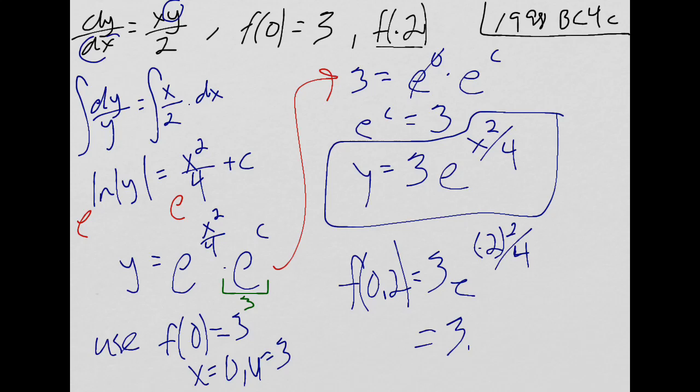I get 3.030. Now, if you think back to our answer from part B, this is actually pretty close to that answer. I think it was 3.015, so it seems like it's pretty good.